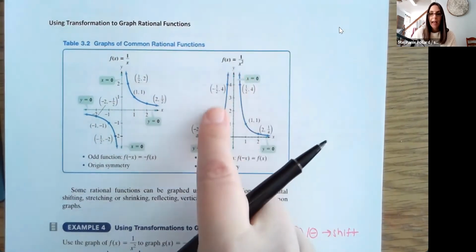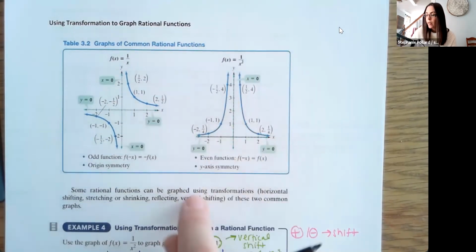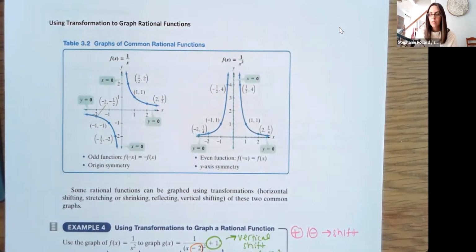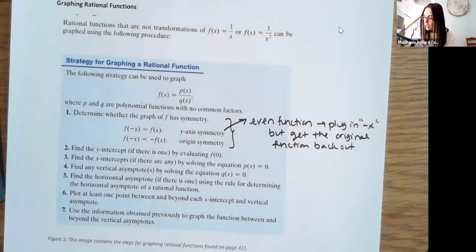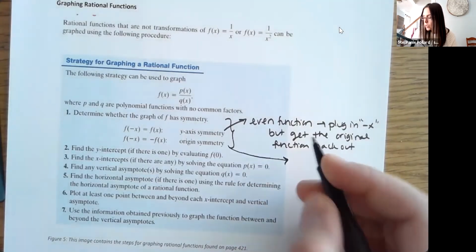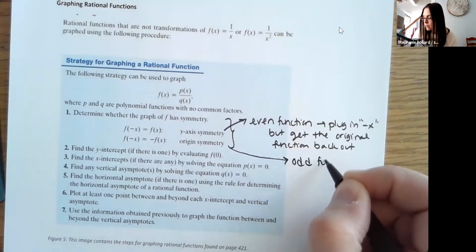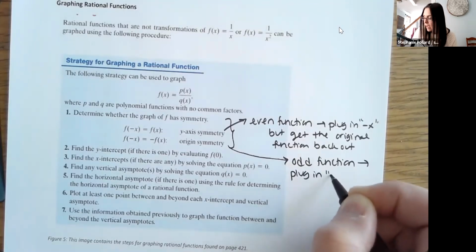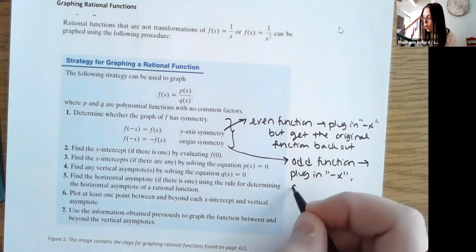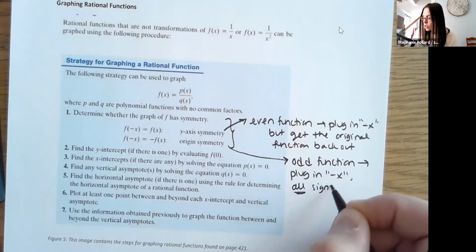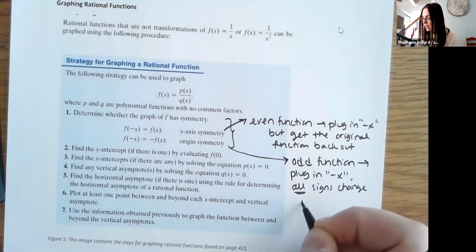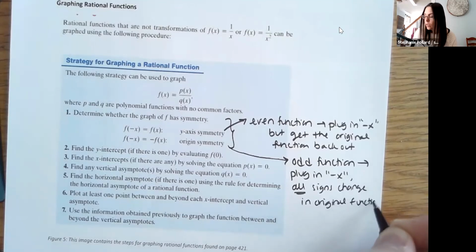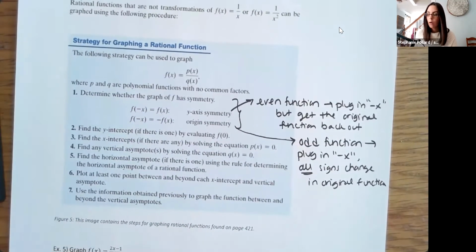It has symmetry with the y-axis. It's a perfect mirror image. So if you plug in x or negative x, it doesn't matter. You get that same function back out. The second one we talked about here was symmetry with the origin, and we call those odd functions. What we do is we plug in negative x, and all signs change in the original function. So basically, you get the opposite of the original function back out.